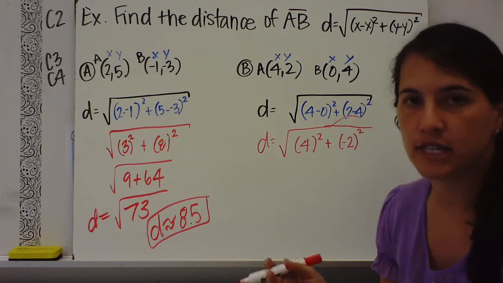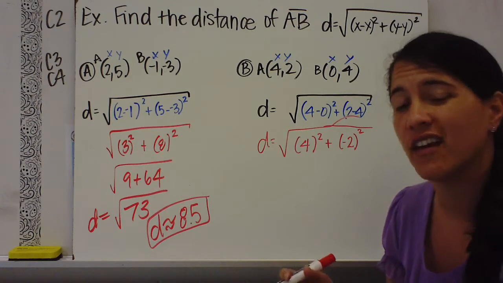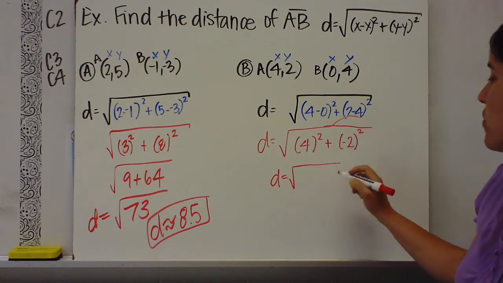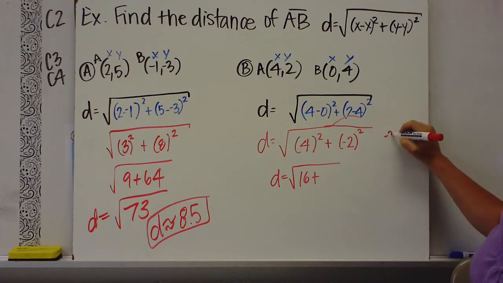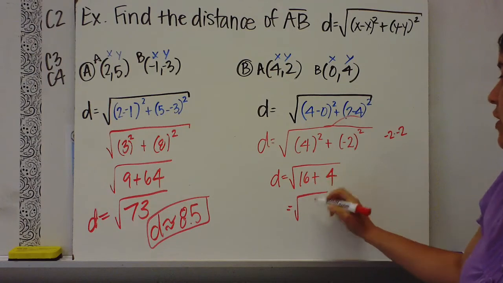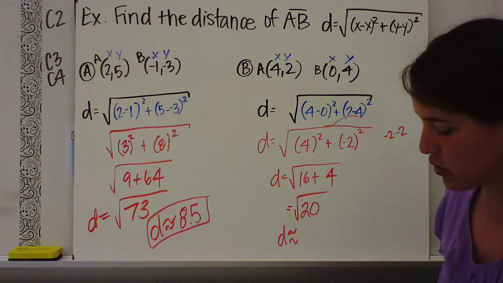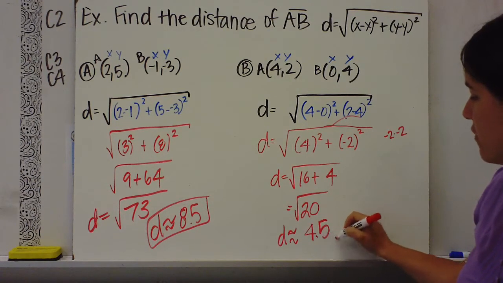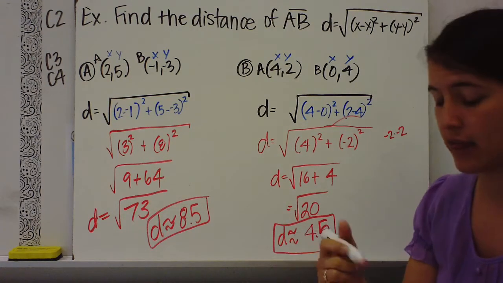And we talked about parentheses before. You need to make sure you include your parentheses, especially with the negatives. If you do not, that negative will end up messing you up. We need to take the square root of 4 squared is 16. Negative 2 squared is negative 2 times negative 2, which is a positive 4. That is the square root of 20. So the distance is about the square root of 20, which is about 4.5. And so I'm rounding to the nearest tenth.